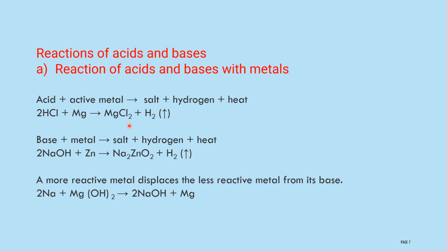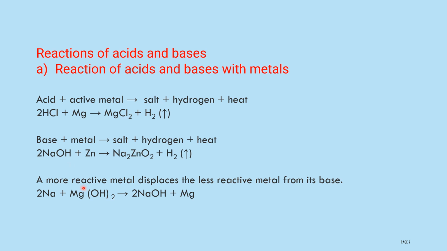Here you have to remember, any acid reacting with a metal will give salt with the liberation of hydrogen and heat. Next one, a base reacts with a metal, again giving salt, hydrogen and heat. Here sodium hydroxide is a base, which reacts with the metal zinc to give sodium zincate with the liberation of hydrogen and heat. Here also you have to remember, any base reacting with a metal will give salt with the liberation of hydrogen and heat.